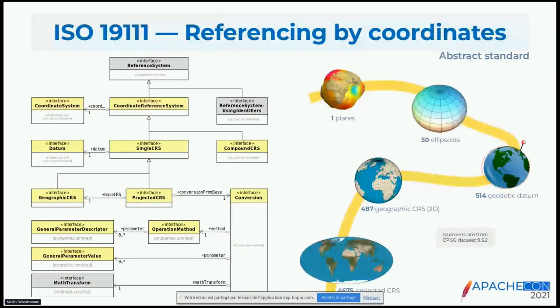Now, another important standard is the one for referencing by coordinates. So again, I am showing on the left only the UML, only some of the classes. There are many more. The key point is that referencing is very complicated, much more than we think intuitively. And the ISO standard and OGC standard as well do quite a good job of trying to address this complexity. So Apache SIS provides an implementation of this standard.